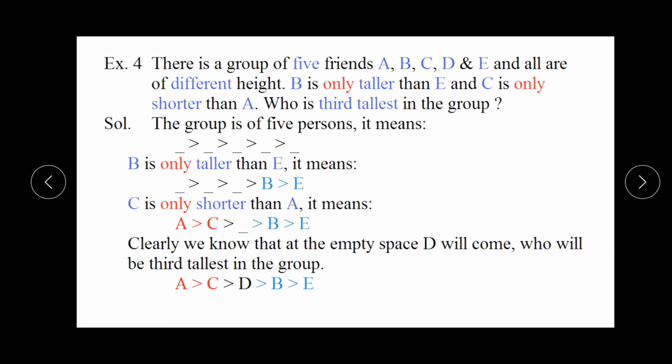The fourth one: there is a group of 5 friends A, B, C, D, and E, and all are of different height. B is only taller than E. That word only is the key word. And C is only shorter than A. Who is the third tallest in the group? It means there are 5 persons and all have different height, so there are 5 positions. B is only taller than E.